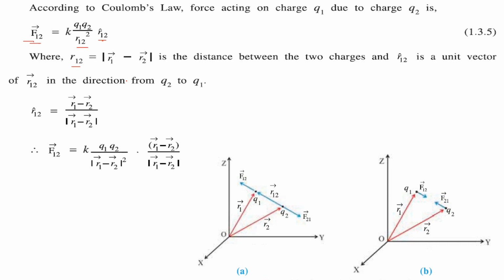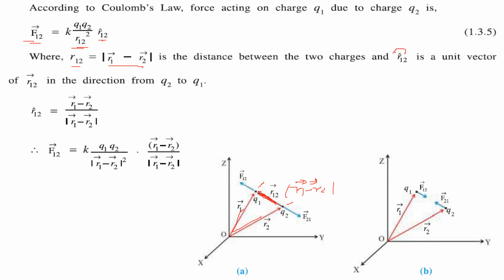So this R12 is what? See, this is R1, this is R2. This R12 is nothing but R1 minus R2. We know this. How to find it? By the triangle law, this R12 is R1 minus R2. We have to take the magnitude, so this is the distance between these two. So what is the distance? R12, which is given by the magnitude of R1 minus R2. This is the distance between these two charges, Q1 and Q2.